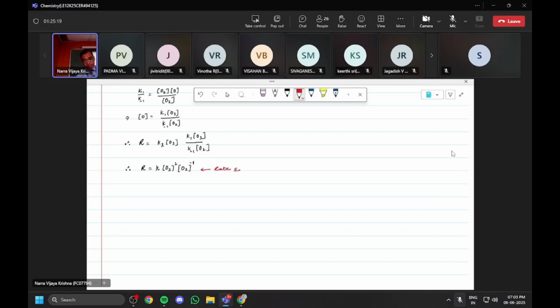Now add powers. If I add powers 2 and minus 1, what will you get? Order. So what is the order of reaction now? 1. With respect to O2, what is the order? -1. With respect to O3, 2. Overall, 1. Is it clear?